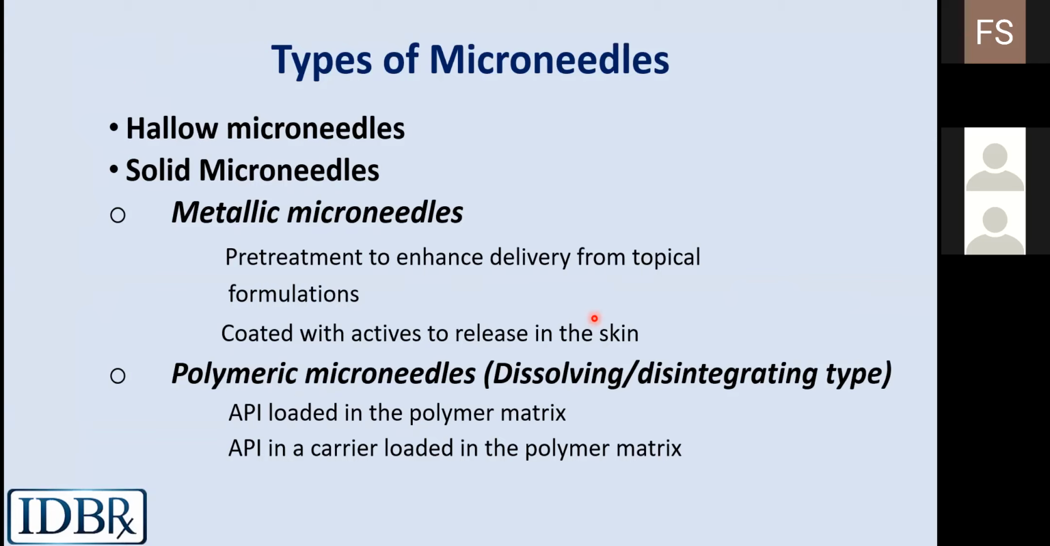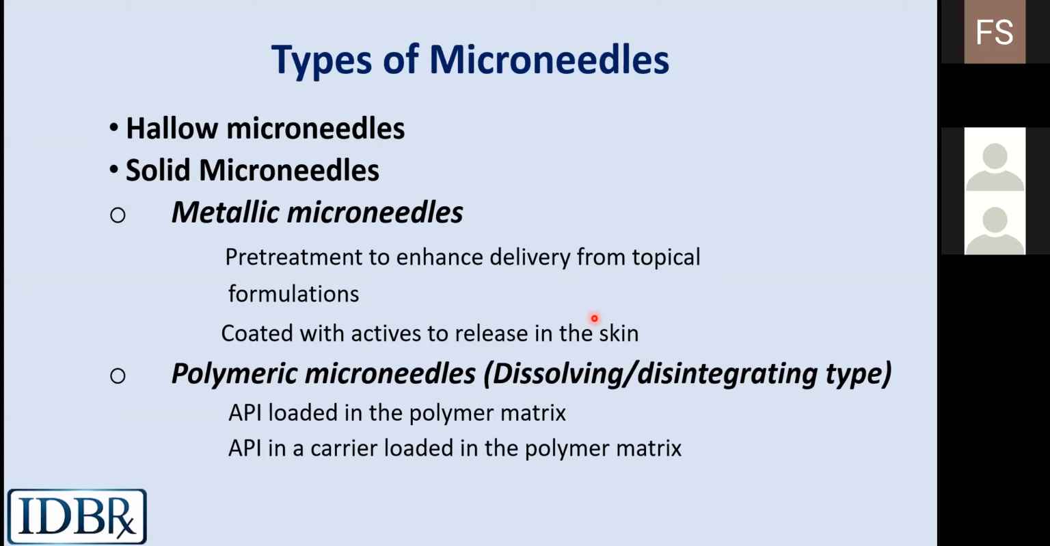The types of microneedles include hollow microneedles. There are solid microneedles. In the solid microneedle domain, you have microneedles made up of metallic materials, which are either used for pre-treatment or used for delivery of drugs. Basically, you're coating the microneedle. The surface of the microneedle is coated with the API that you would want to deliver, and you use the metallic microneedles to deliver the drug, and you retract the microneedles after the delivery of the drug.